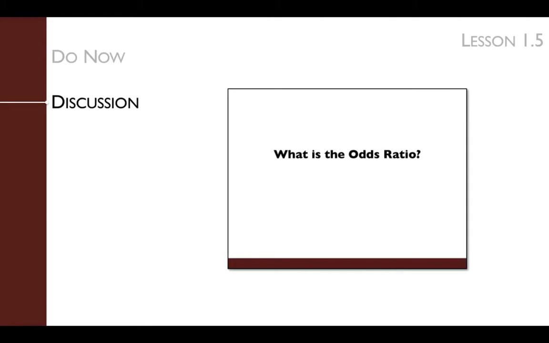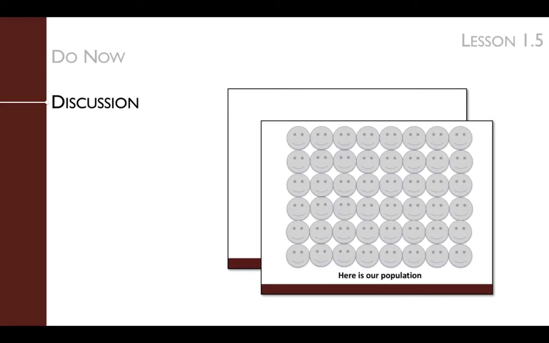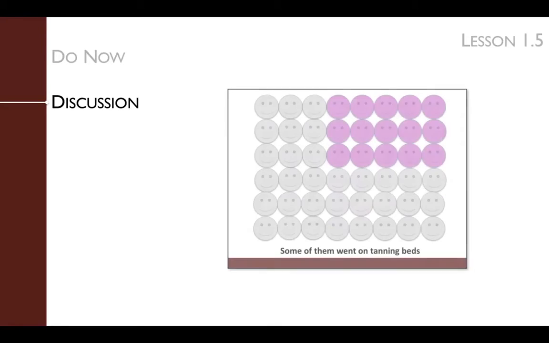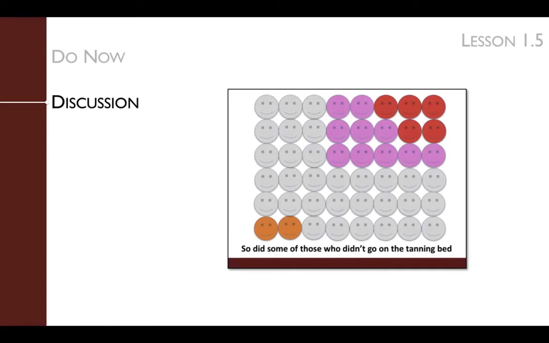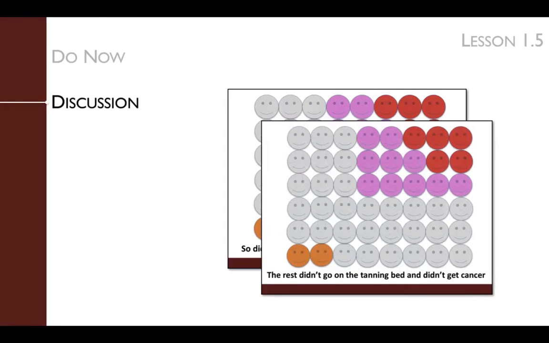What is the odds ratio? To understand this concept, we turn to a diagram of the calculation. We start with our population. In the population, some people use tanning beds, and of these people, a few developed skin cancer. But some of the people who didn't use tanning beds also got skin cancer. The rest who didn't use tanning beds did not get skin cancer.